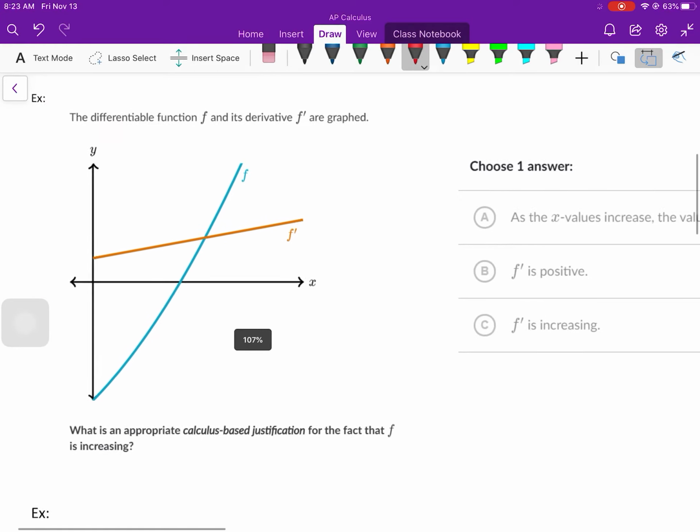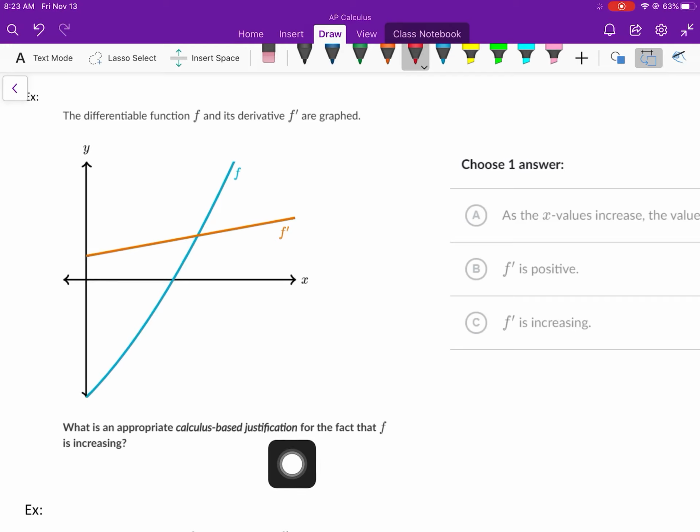Okay, so let's look at these. What's an appropriate calculus-based justification for the fact that f is increasing? Now we could look at f and see that, hey, it's going up, but that's not calculus. We need to look at its derivative. And it's increasing. Why? f is increasing because its derivative is positive. Notice the derivative is above the x-axis, so f prime is positive. That's the calc reason why f is increasing.